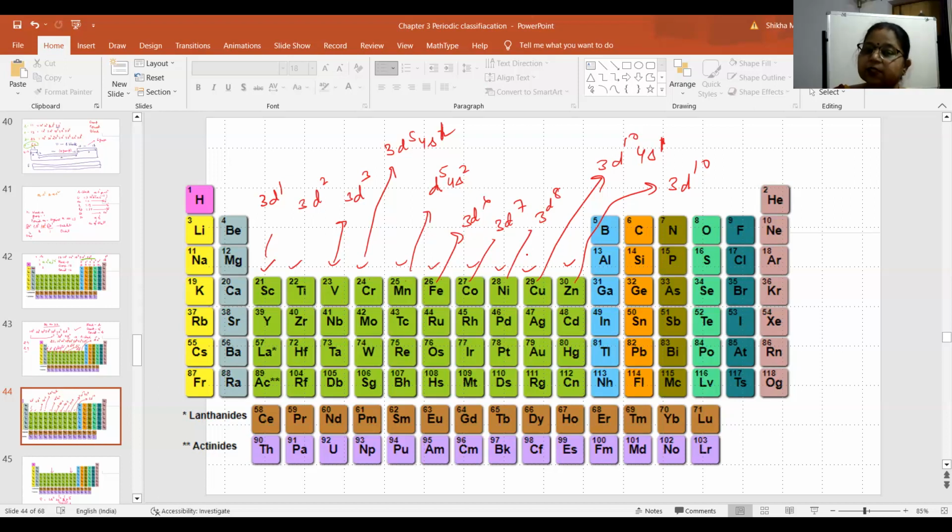Just remember the series, because in the exam they ask you to assign a group or a period. They put up a question that a scientist discovered an element on the surface of the moon having atomic number 80. Find its block, or more smartly, they ask whether it resembles the element with atomic number 48 or 47. So you have to write it for 47, 48, and 80, and then you have to show them.